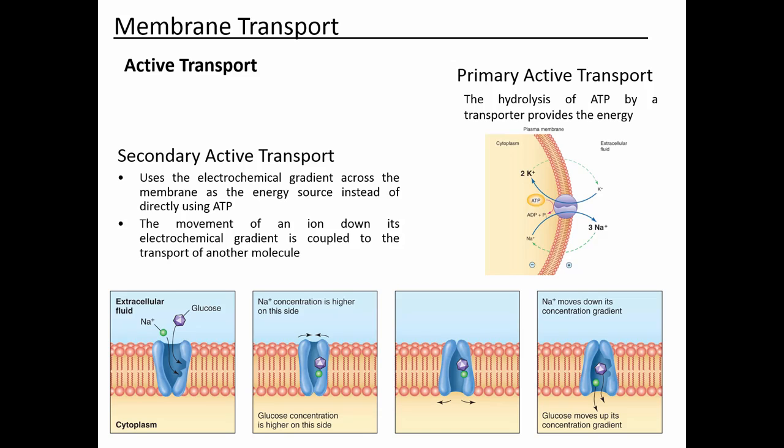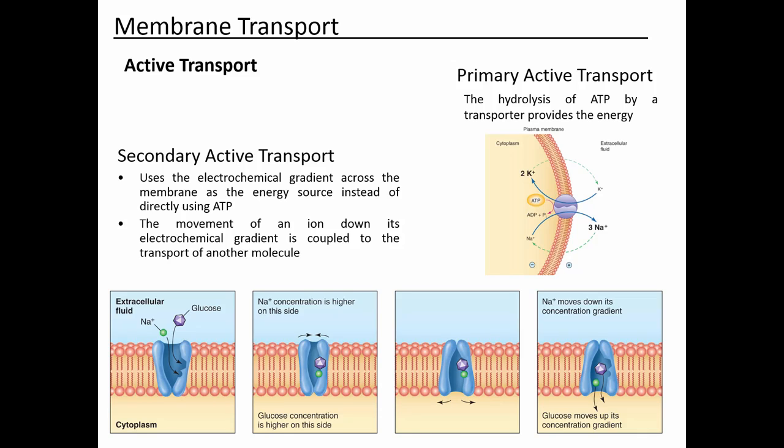This happens in your kidneys. This is how glucose is taken up. So when your blood is filtered in your kidneys, a lot of what's filtered is then returned back to the blood by cells absorbing it. And this is one way that they absorb glucose. They absorb glucose using transporters that use the sodium-ion electrochemical gradient to move glucose into the cell also.